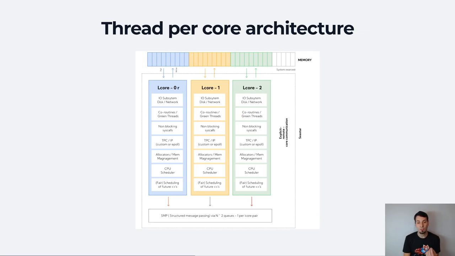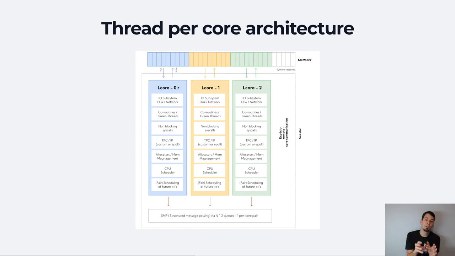Seastar is an asynchronous C++ framework designed to build I/O-intensive applications. Seastar is unique because its application threads are pinned to cores. Such a pinned thread is called a shard in Seastar lingo, and I will be using shard to express this thread pinned to a particular CPU core.